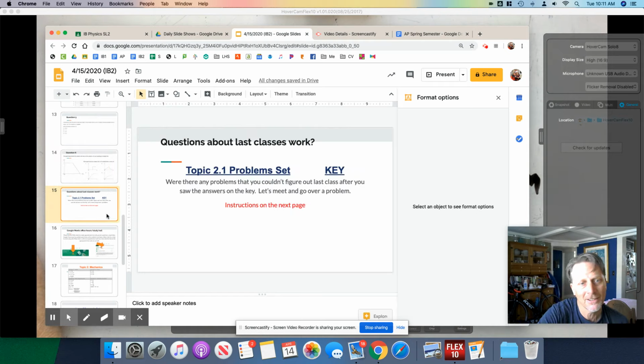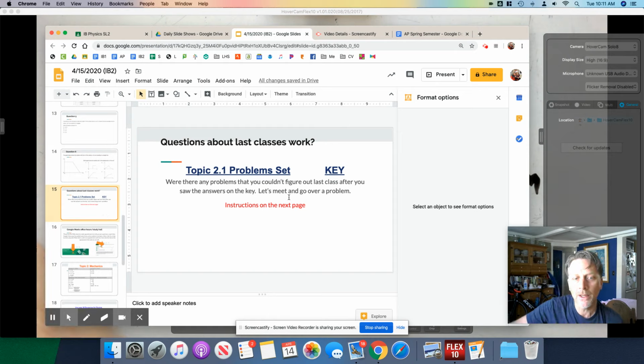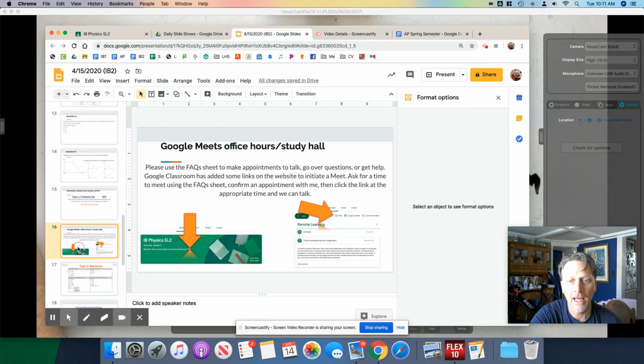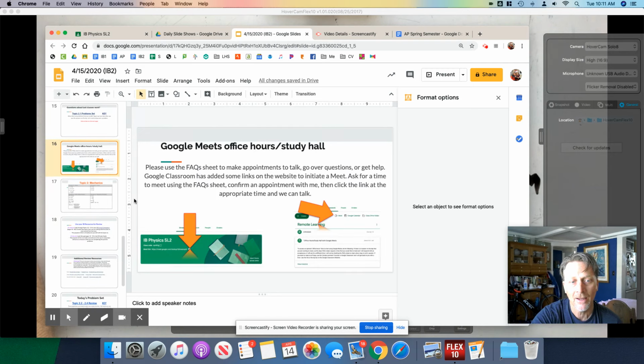The next thing that we did look at last class was the problem set for topic 2.1. I'm not grading these things right here. These are just for you to practice, and I'm providing you the problem set with the key. If you're having any questions that you really want to go over, we can meet individually, and you could use the fact sheet for that. I've got the directions right here to use the fact sheet, and we could go over some problems with the whiteboard individually in a video chat.